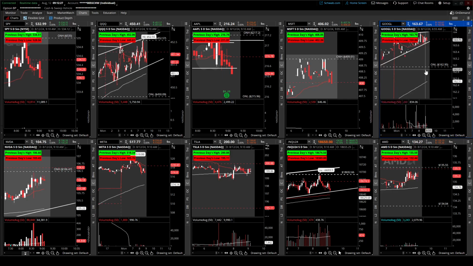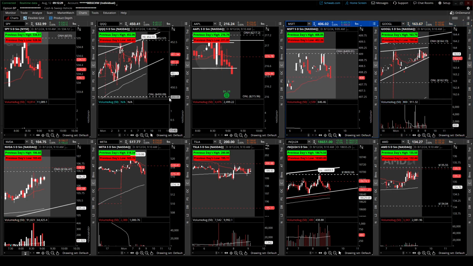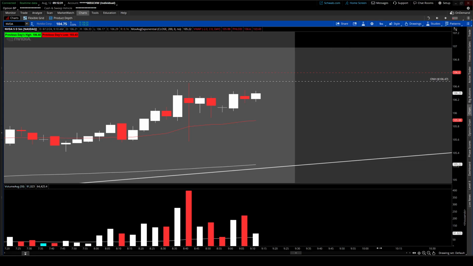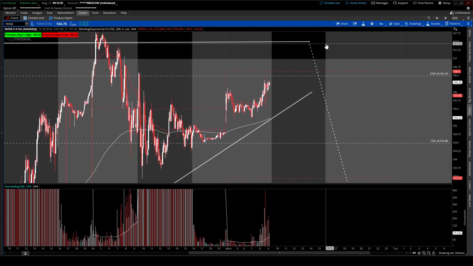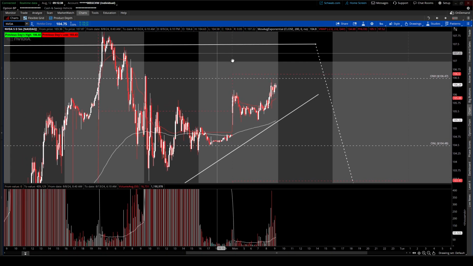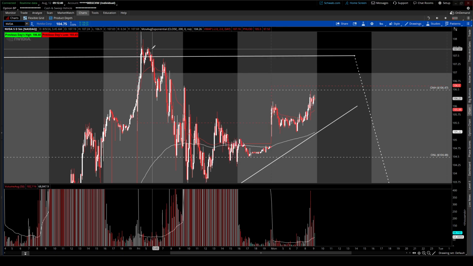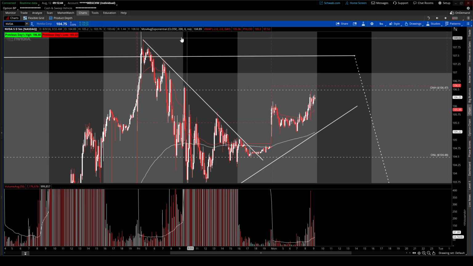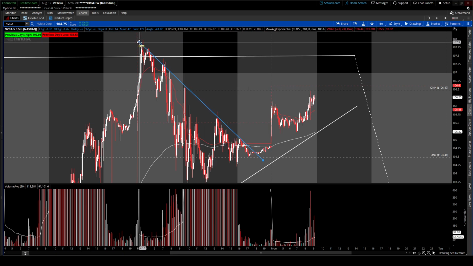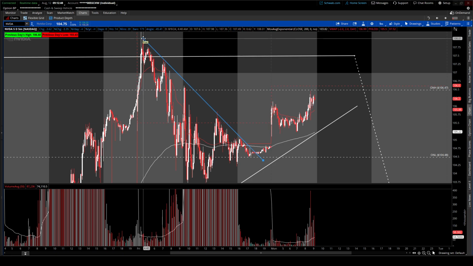Same exact thing as a lot of these names actually. And then NVIDIA here on this 5 minute structure. Not too much going on, I'll be honest. You do see we did get a break from this higher low setup on the 5 minute. You guys see that? Higher low breakout right there.